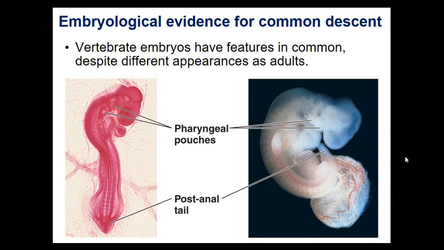Some humans are actually born with a little tail, and we don't hear about it very much because if you had a baby with a tail, you probably wouldn't talk about that. And it's just removed surgically. Just cut it off.